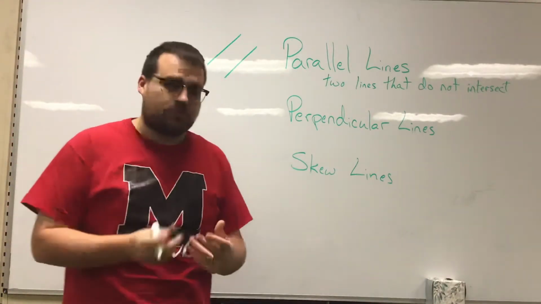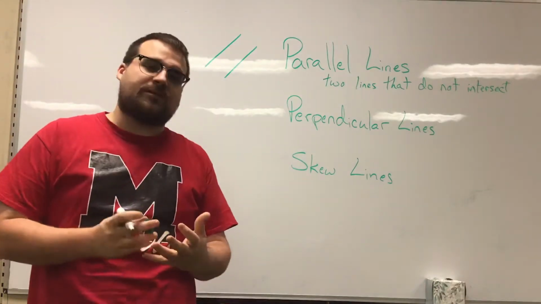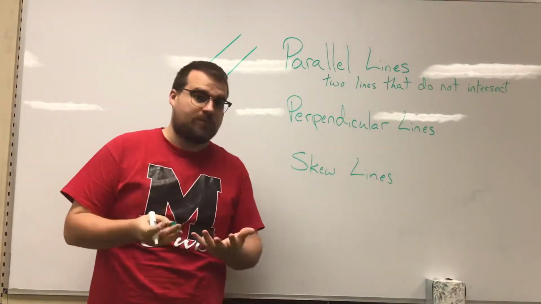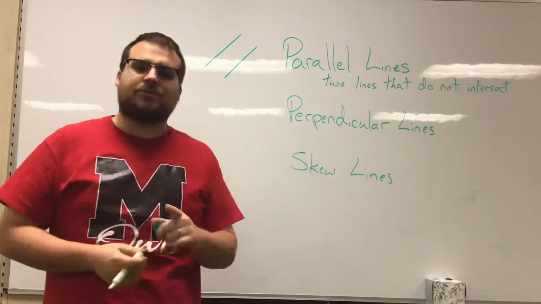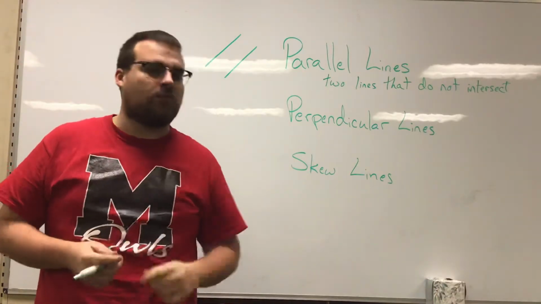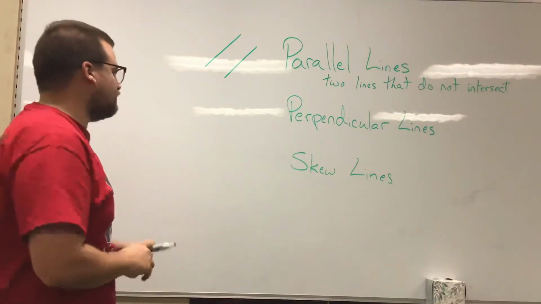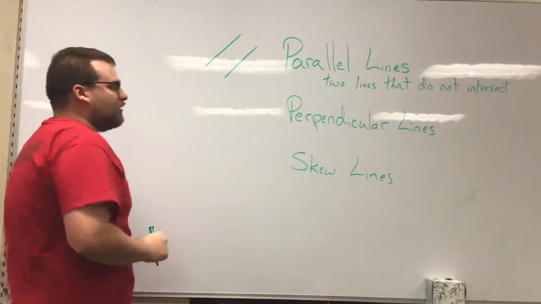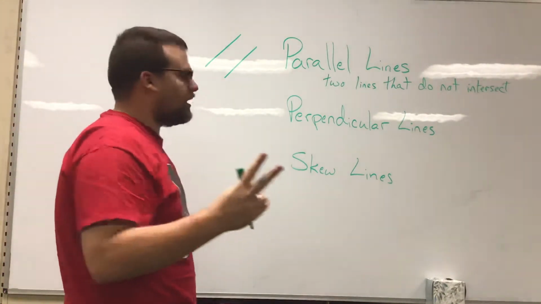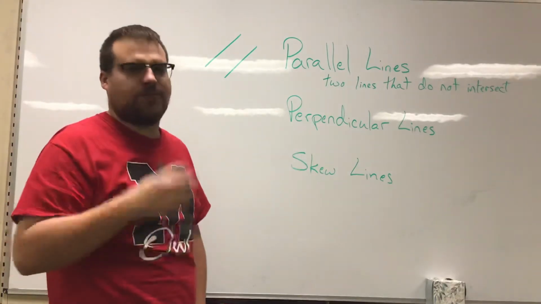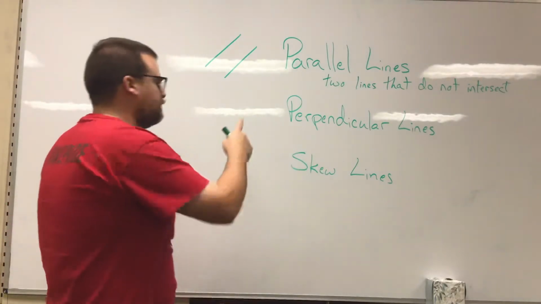Now if we're thinking algebraically, one reason we can tell they're parallel is because they're two lines that have the same slope, if you recall that from our Algebra 1 days. So parallel lines look like this. Again, two lines that do not intersect, but are in the same plane.